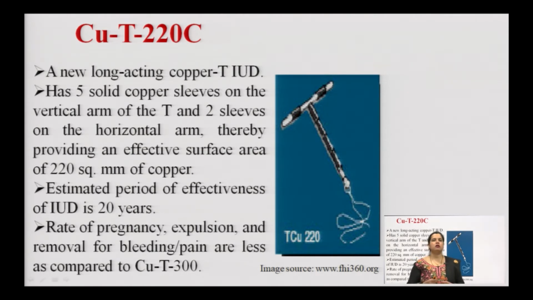The rates of pregnancy, expulsion and removal for bleeding and pain are less compared to CuT 300, right. One more type is available. If compared with 300 type copper-bearing IUDs, it is observed that the pregnancy rate, expulsion rate, and bleeding and pain intensities are comparatively less.